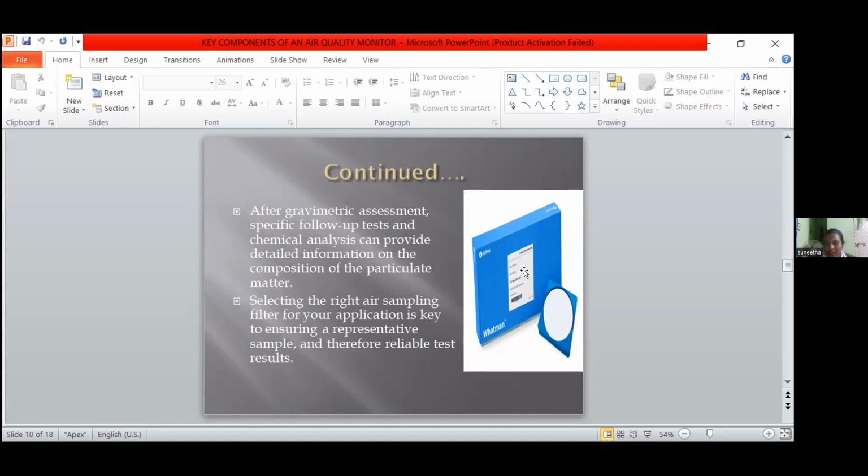This is one of the filters. Selecting the right air sampling filter for your application is key to ensuring a representative sample and therefore reliable tests. Actually, there are many types of filters, and we can choose the filter by area. If you want a large volume of air to be filtered, then we can choose another filter. Based on the area and level of pollution we can choose the filter.